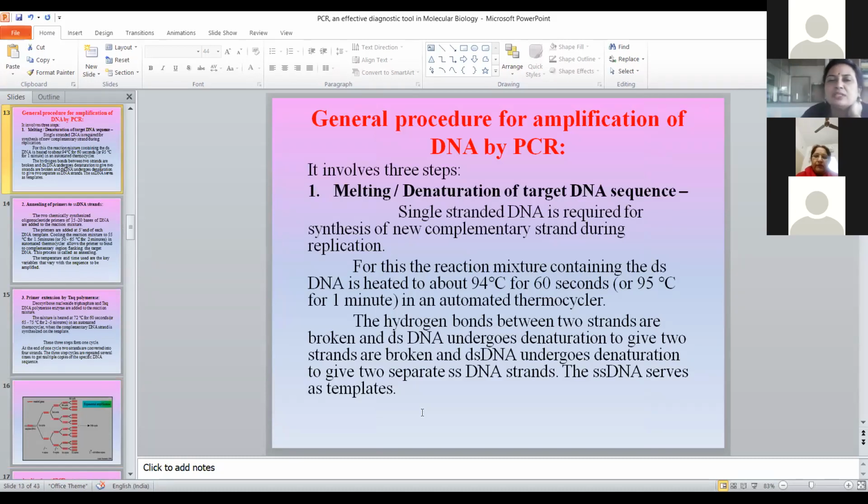Okay. Now let us discuss the general procedure for amplification of DNA by PCR.